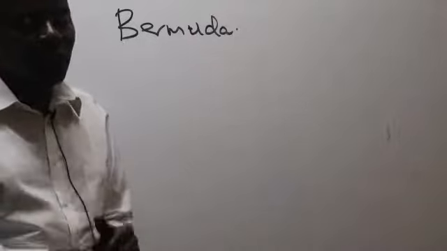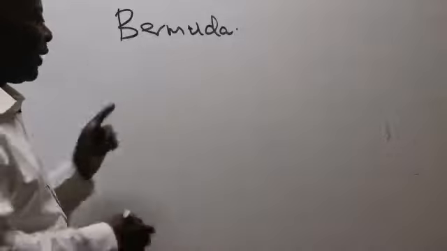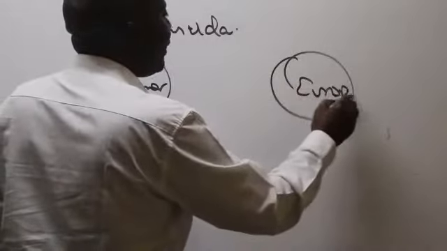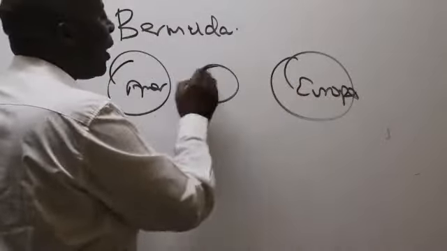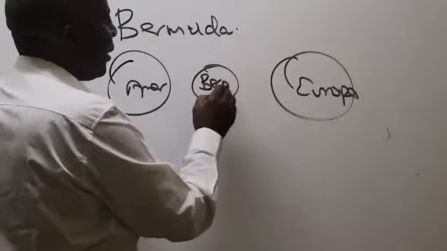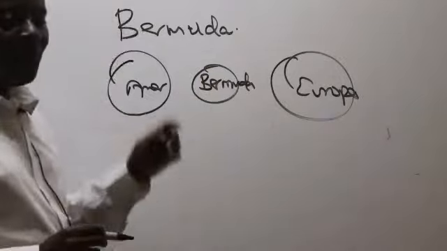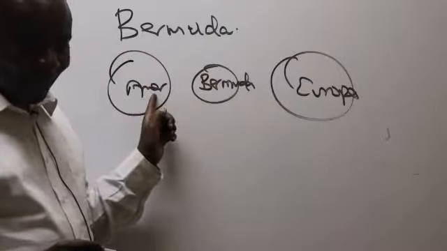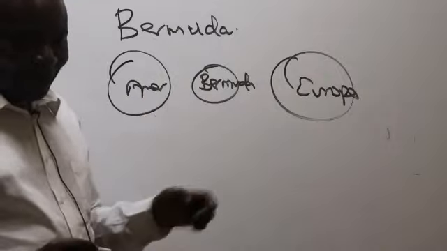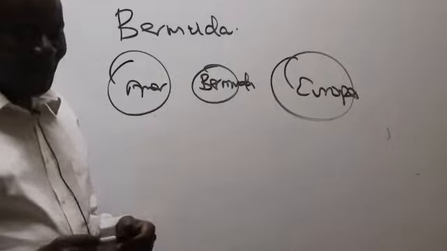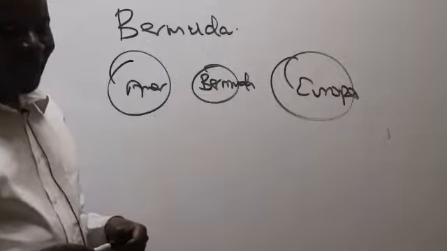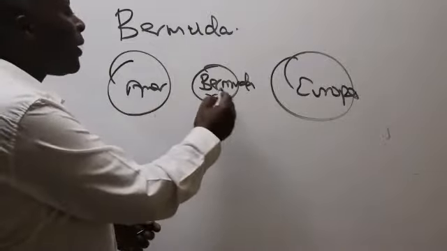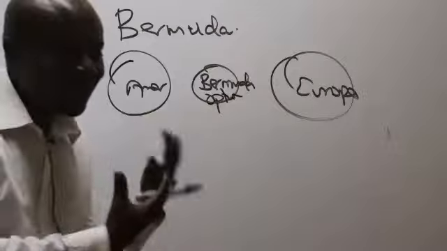But for us in finance, that is not the story I want to tell you today. What I know about Bermuda in terms of finance is this: we have America as a continent, we have Europe, and Bermuda is the fruit in the middle. Bermuda is in the middle of America and Europe. So anytime they talk of a Bermudan option, you are supposed to know that a Bermudan option is a mixed option.